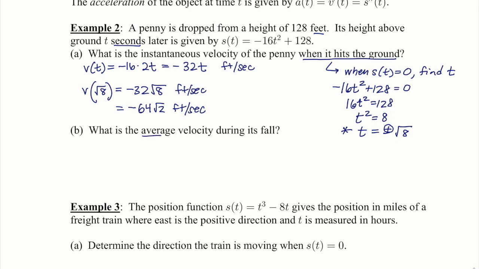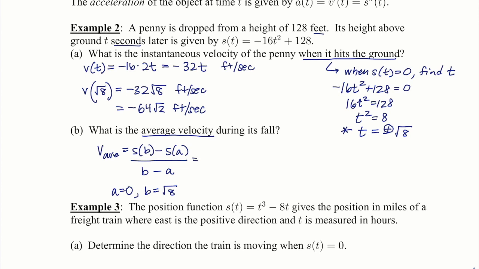And then the next question says, what's the average velocity? And for that, we want the change in position over the change in time over the interval from 0 to square root of 8. So we want v average. The pattern is s of b minus s of a divided by b minus a. And in this case, a is 0, the starting time, and b would be square root of 8. So s of b would be, no, that was fine.